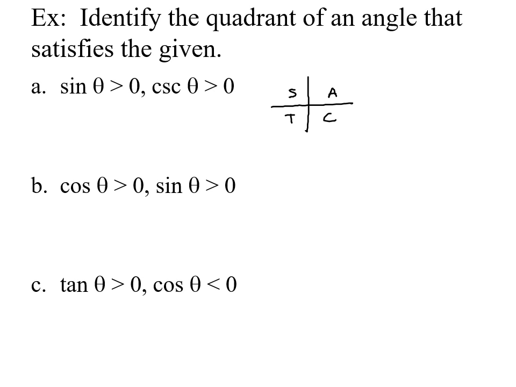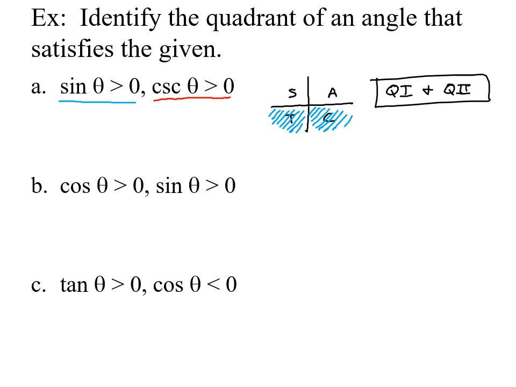This first one says that sine is greater than 0. So it can't be in quadrant 3, and it can't be in quadrant 4, because sine is not positive there. Sine is positive where they're all positive in quadrant 1, and it's also positive in quadrant 2, because that's what the S is for. Cosecant actually has the same quadrants, because they're reciprocals. So in this case, this actually ends up being two answers, quadrant 1 and quadrant 2. Both quadrant 1 and quadrant 2 would give you a positive sine, which in turn, since it's reciprocal, gives you a positive cosecant.